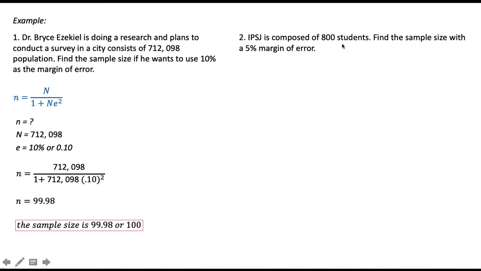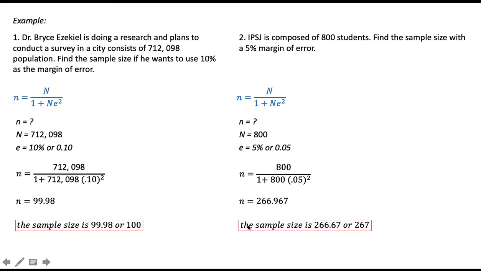IPSJ is composed of 800 students. Find the sample size with a 5% margin of error. So same process, lay down the formula, then write the givens of these variables. The total population is 800, and the margin of error is 5% or 0.05 in decimal. Just substitute in our formula, compute, and the sample size for this population at a 5% margin of error is 267.